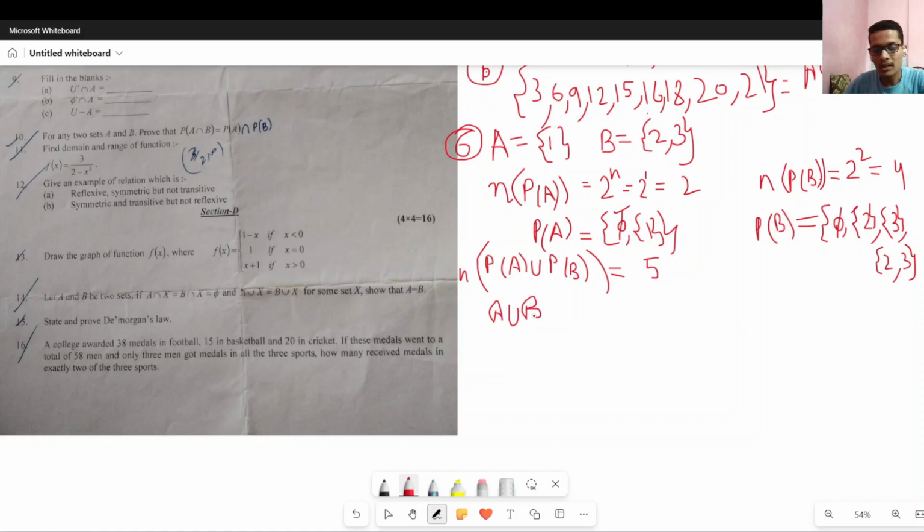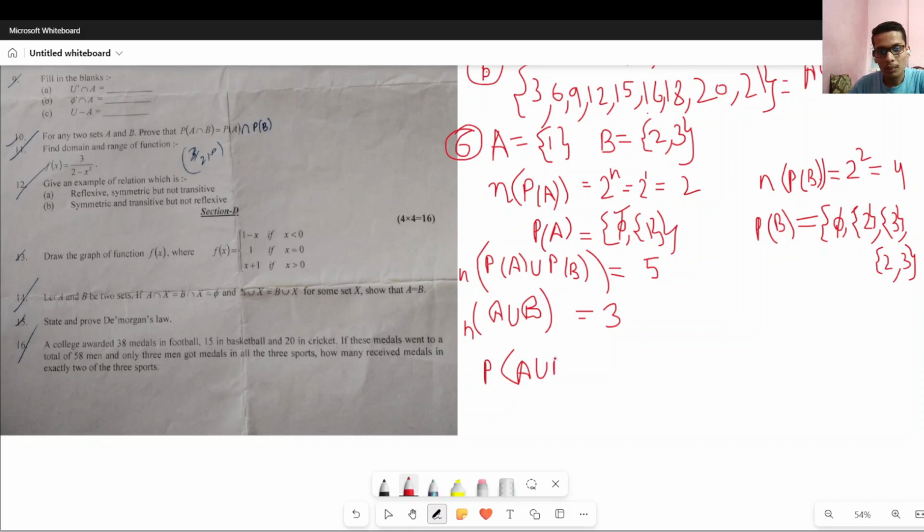What is the number of elements in A union B? The number of elements in A union B will be, see, A contains only one, B contains two. So the number of elements in A union B will be three. And then the power set of A union B.